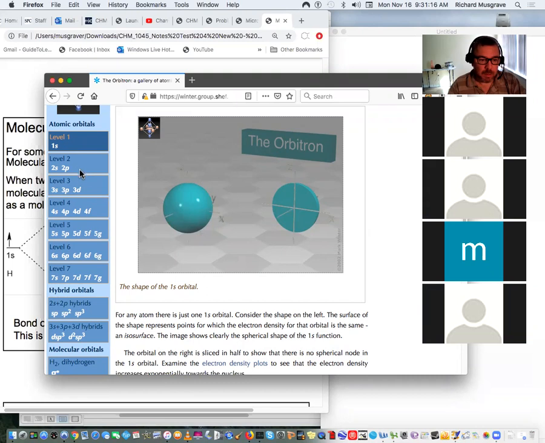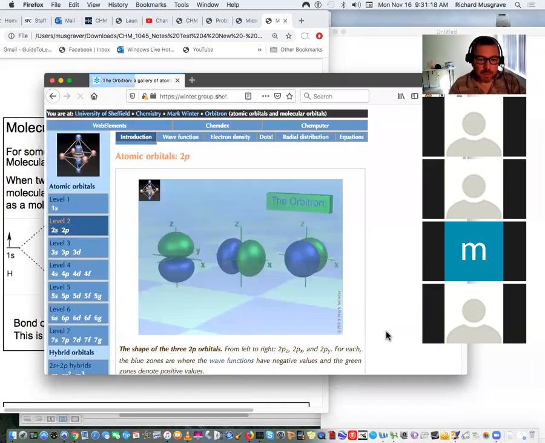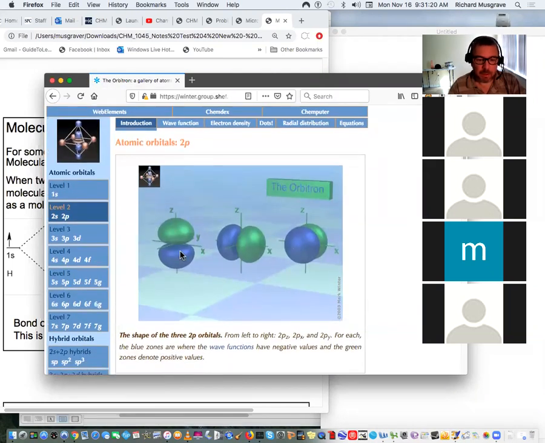So that's the s orbital. If you remember what the p orbitals look like, there's 3 of them, and there's going to be 2 electrons in each of these. And they are along the x, y, and z axes. These are the 2 p orbitals that we're looking at here.